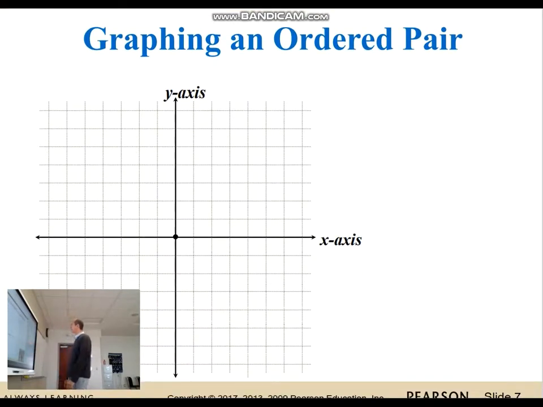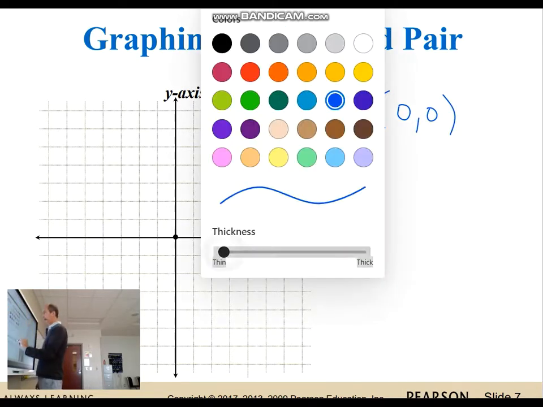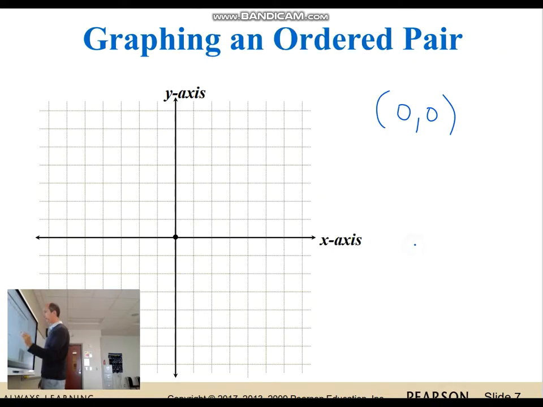Okay, so let's say we have, first thing, we have to identify the ordered pair 0 and 0. This is the origin. How can I find 0 and 0? Right here, this point, which is the origin of the xy axis.